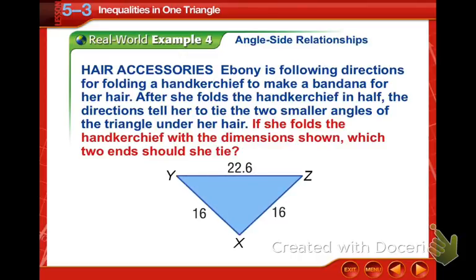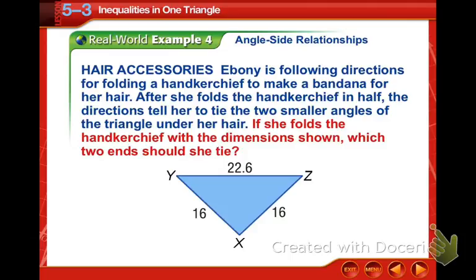So our last problem before our exit ticket. Ebony is following directions for folding a handkerchief to make a bandana for her hair. After she folds the handkerchief in half, the directions tell her to tie the two smaller angles of the triangle under her hair. If she folds the handkerchief with the dimensions shown, which two ends should she tie?